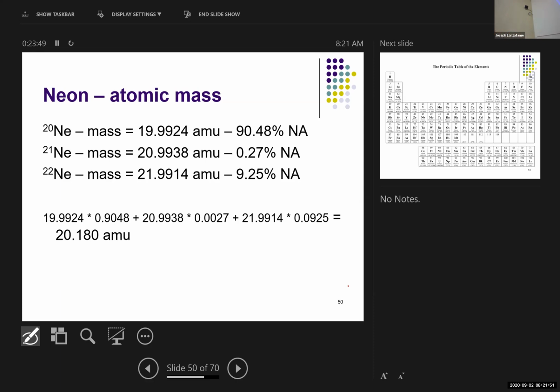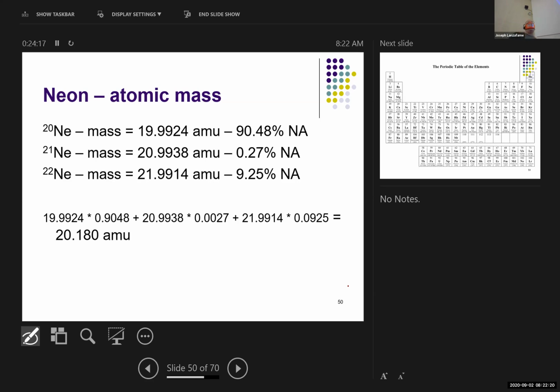And that's why I say the number you see in the periodic table is the average of everything, but it really isn't anything. If you had a single atom of neon, it has to be either 19.99 AMUs or 20.99 AMUs or 21.99 AMUs, because those are the three isotopes. It can't be 20.18 AMUs, because no isotope actually has that mass.